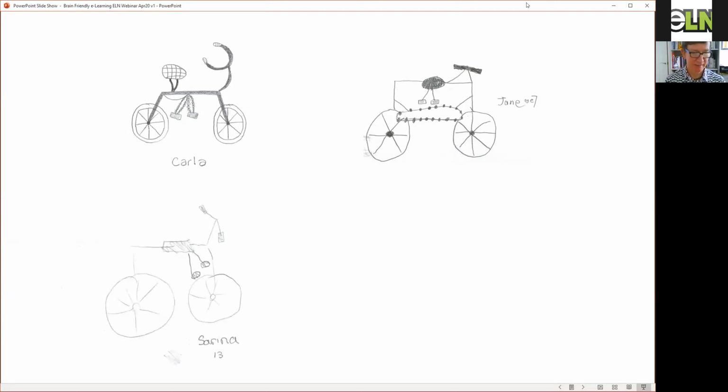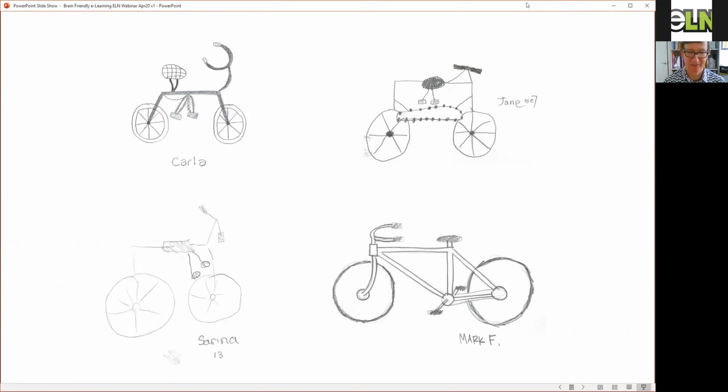And then here's Serena. She's forgotten the chain altogether, but pedals attached to the saddle. So that's quite nice. And then finally, there's one here by Mark, and that's brilliant. I mean, I wish my bike looked as good as that. Yeah, that's perfect.